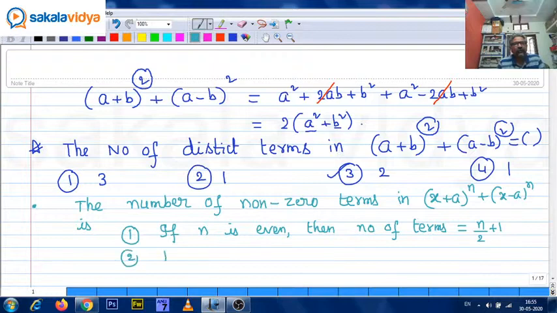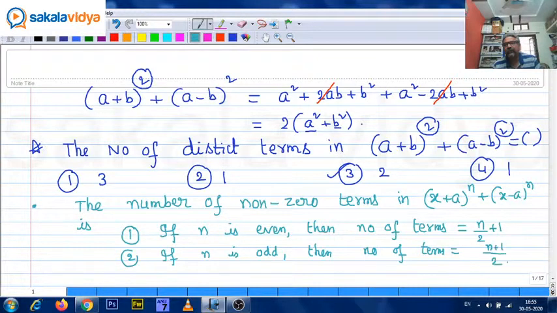Second, if n is odd, then the number of terms will be (n plus 1) by 2. You have (n plus 1) by 2.